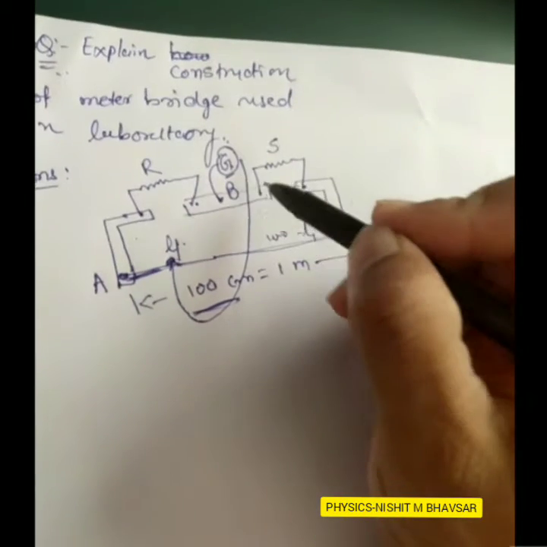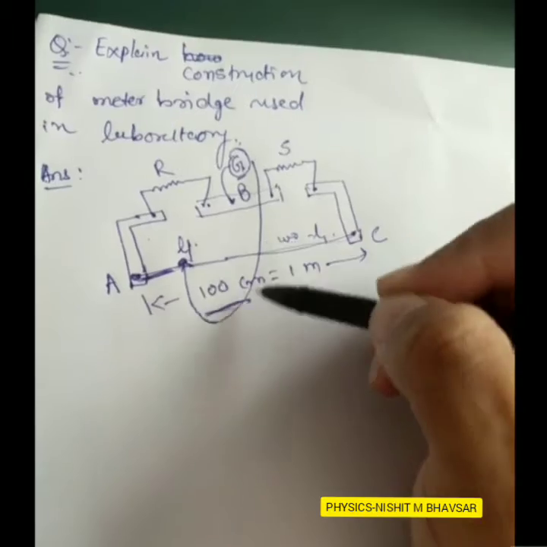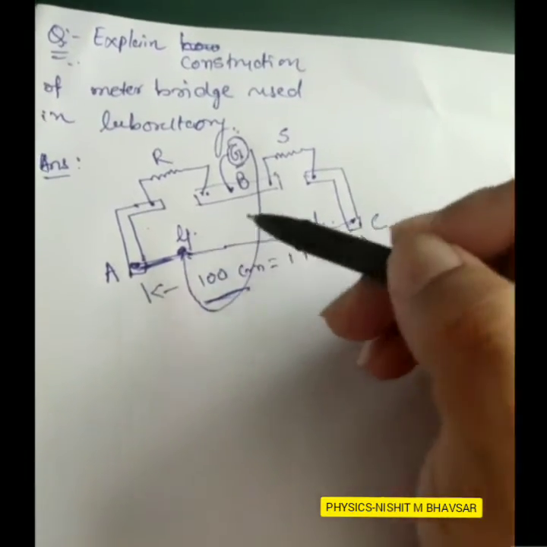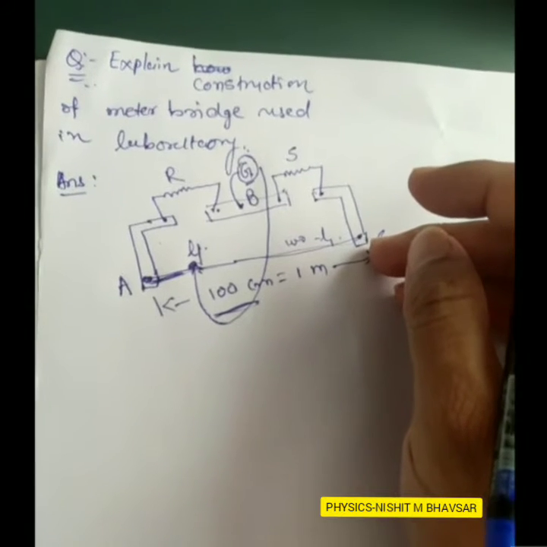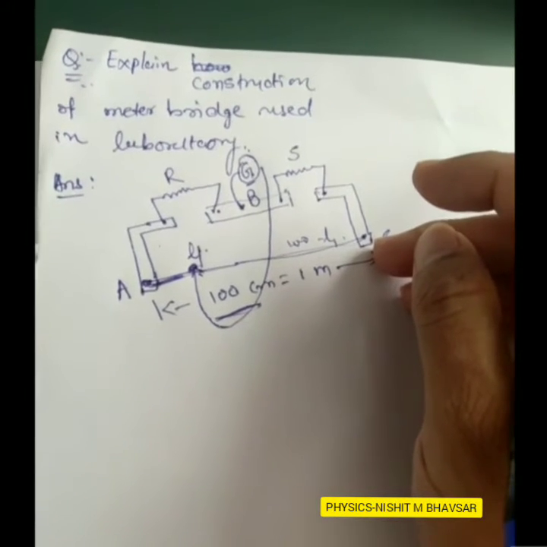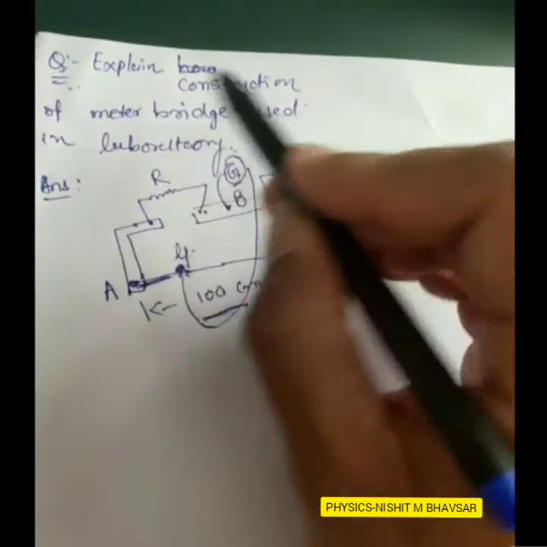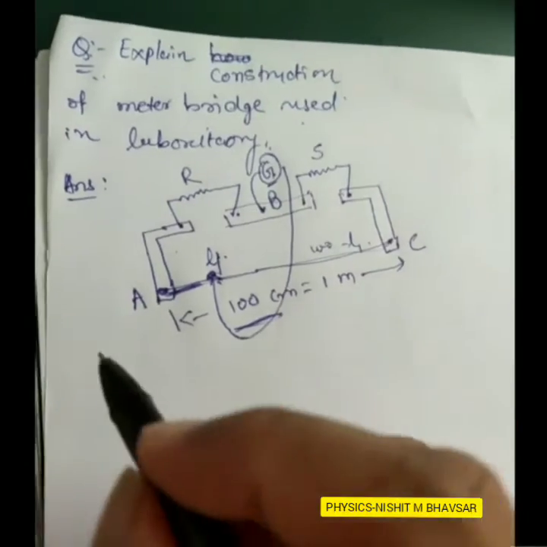A second end of galvanometer is connected with jockey key, this one, and this can be moved on bridge by keeping in contact with the wire. This is known as construction of meter bridge used in a laboratory.